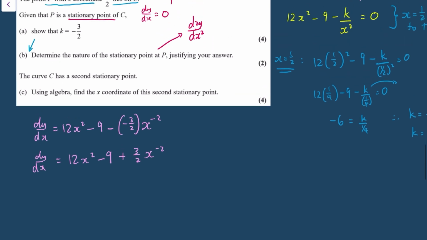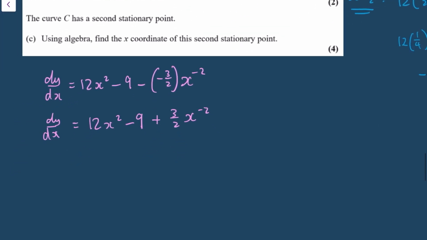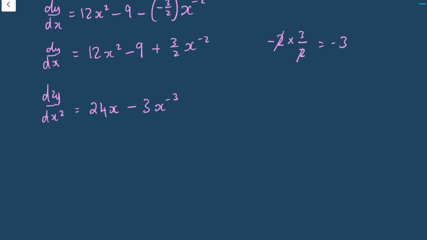Now I want to get this right because I want to find d2y by dx squared. So I differentiate and I get 24x minus 9 becomes 0, and this becomes minus 2 times 3 over 2. Well, that's going to cancel, so I'm just left with minus 3. So minus 3x to the minus 3. And I can rewrite this as 24x minus 3 over x cubed.